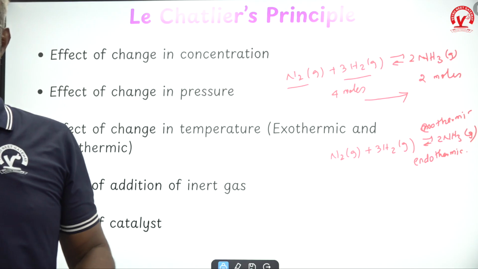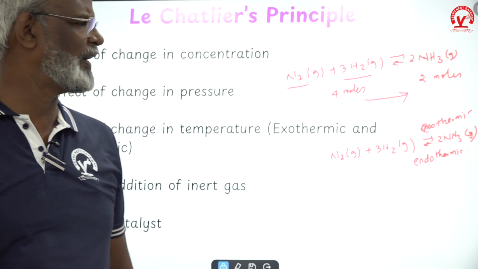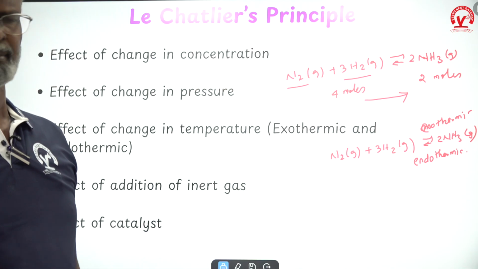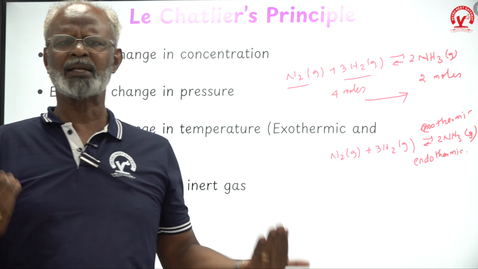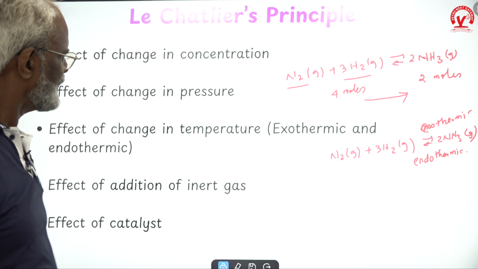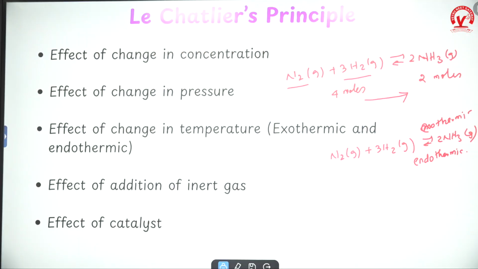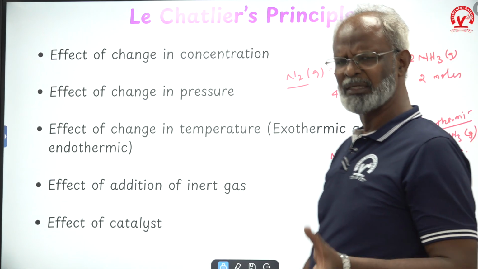Endothermic means it absorbs heat, so it requires heat. Therefore, any temperature increase will favor the endothermic reaction, and any temperature decrease will favor the exothermic reaction. By changing temperature also, you can manipulate this system. The forward reaction is exothermic, so here the production of ammonia will be favored by the reduction of temperature, and the reverse will be favored by the increase in temperature. This is how the temperature change affects it.